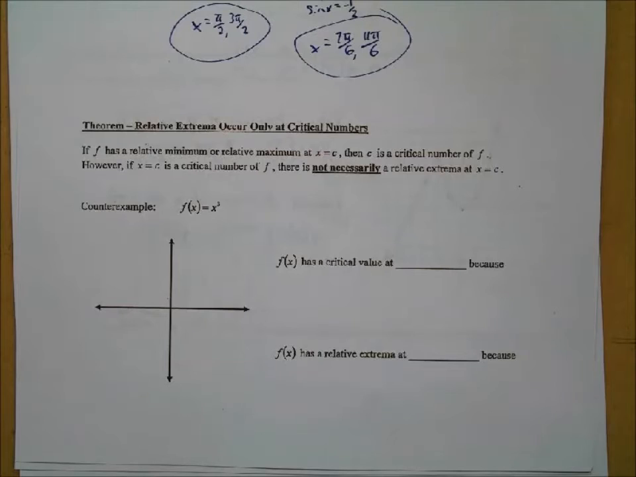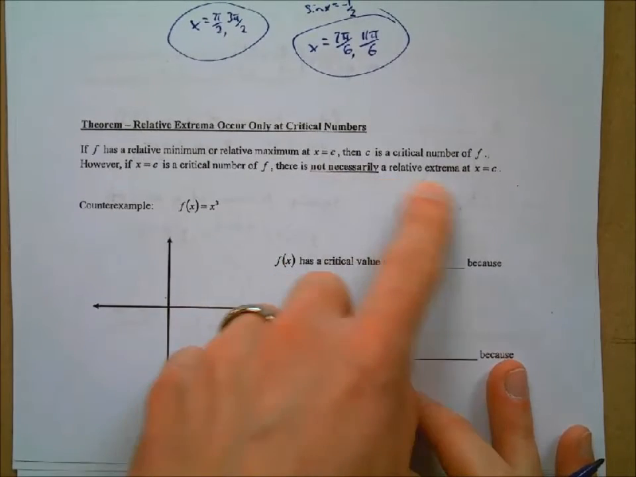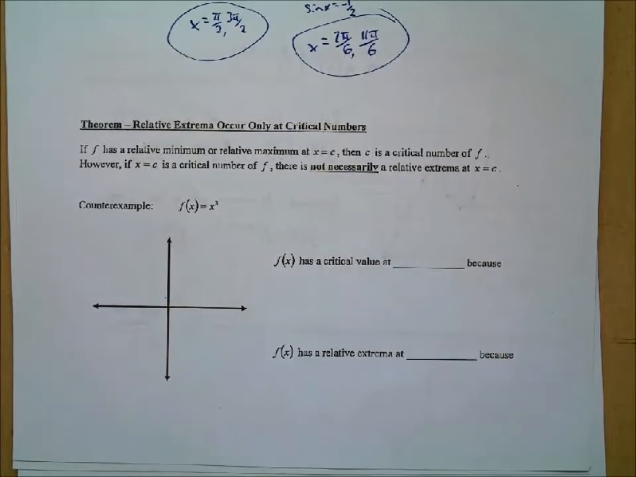Notice what is not said here. It is not said that if x equals c is a critical number of f, there is necessarily a relative extrema at x equals c. So just because you find a critical number does not guarantee it's a relative maximum or relative minimum there. We'll learn a little bit later about how to determine whether one exists there or not. But for right now, suffice to say, if you have a critical number, it doesn't guarantee that that critical number is a relative minimum or relative maximum. But if you have a relative minimum or relative maximum, you know it must be a critical number.